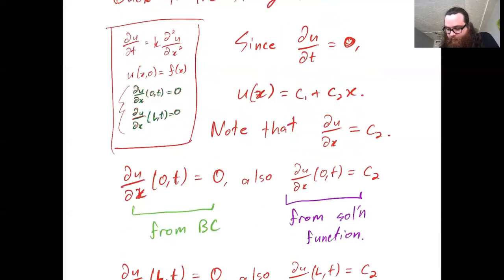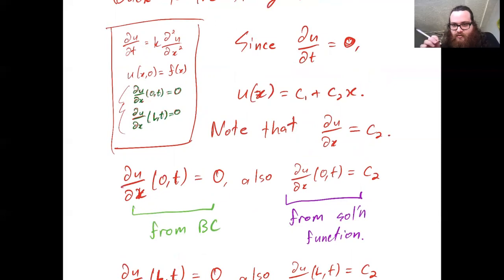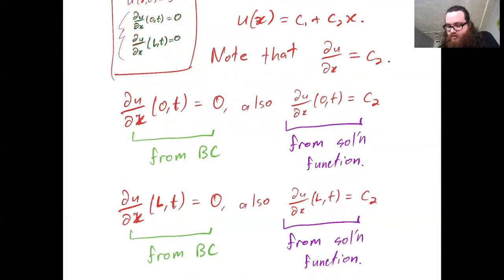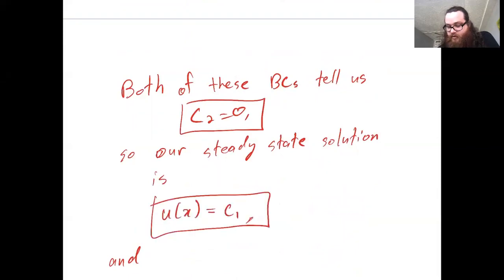And so going back up, from the form of the solution, C2 was attached to x. So if this is 0, then u of x has to be a constant. And so that's what's written down here. u of x must be a constant, C1.